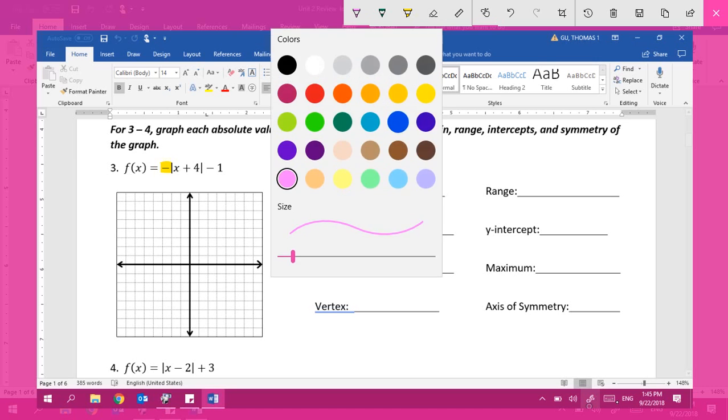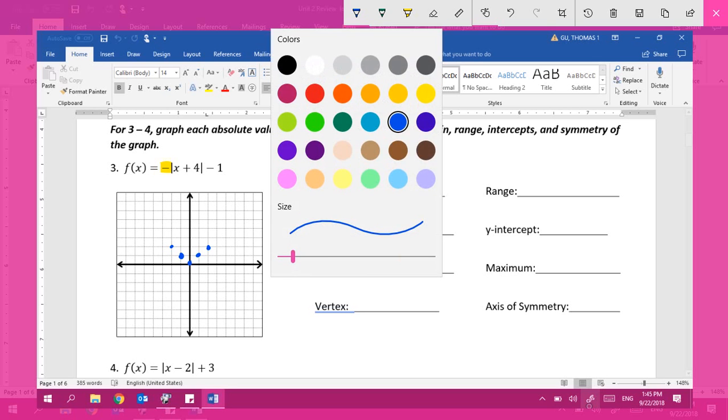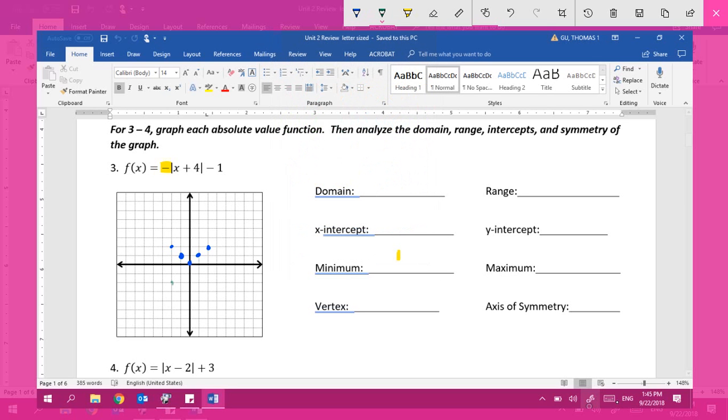So first, let's put the parent function points: negative 2, negative 1, 1, 0, 0, 1, 1, and 2, 2. So first, we're reflecting over the x-axis, so my new points are going to be down here. Alright, so that's my first step. Then let's look inside, see what's next.